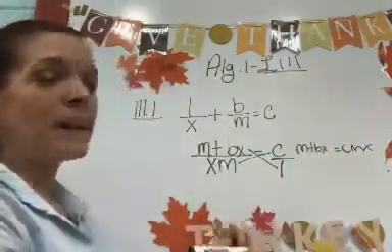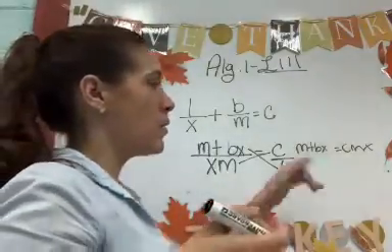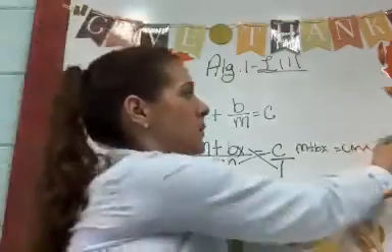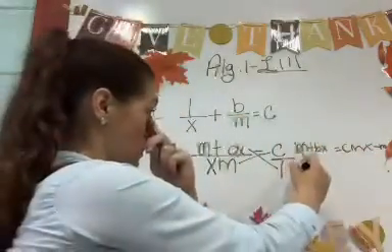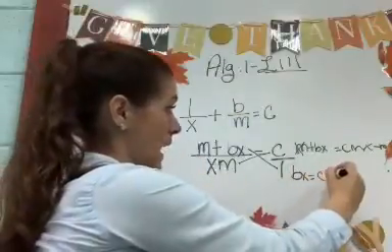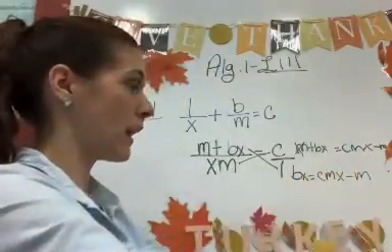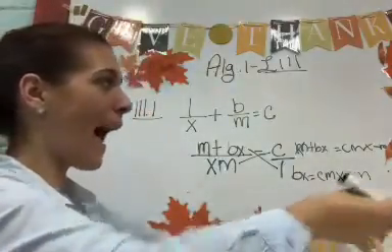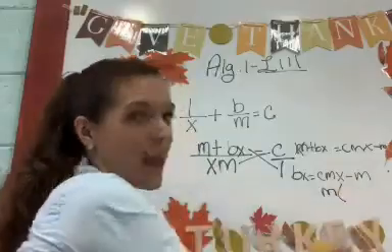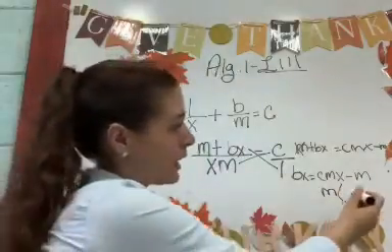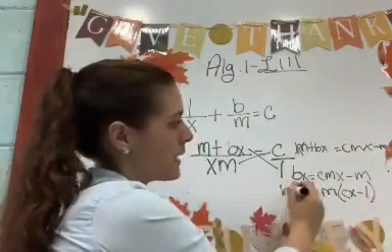Now we can get the M's together. I'm going to move this M over there, negative M, and it goes away. So now we have BX equals CMX minus M. Now look what we can do, Kelly. We can take the M out of both of those with the parentheses, factoring it. We put M right here, it'll be CX minus 1 equals BX.